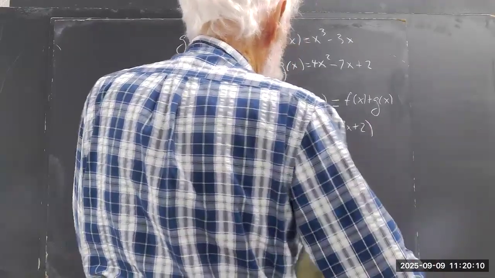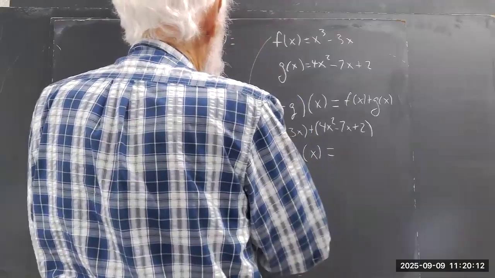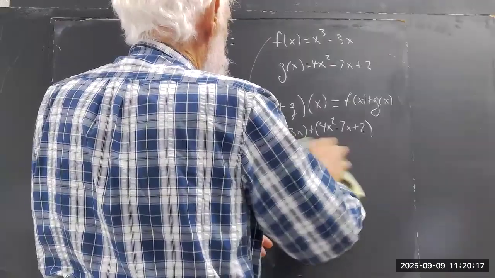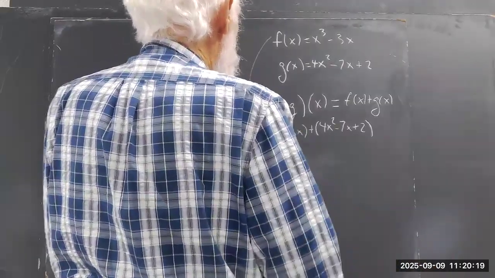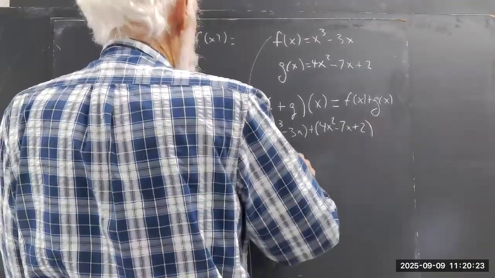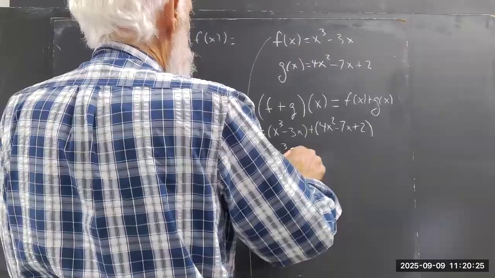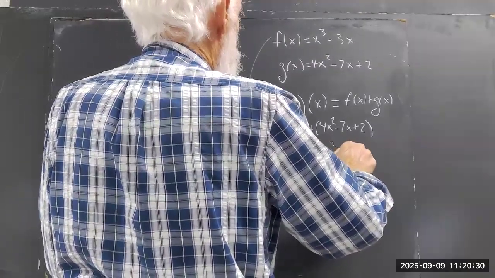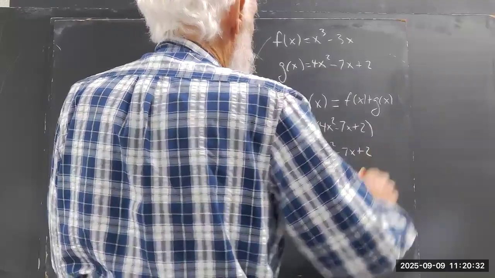And I didn't leave myself a lot of room here. I'll remember what I had down here. And that equals, well, we can remove the parentheses: x cubed minus 3x plus 4x squared minus 7x plus 2.